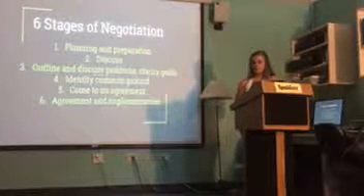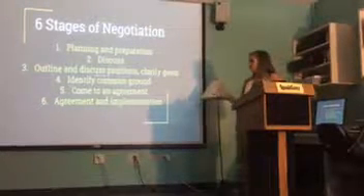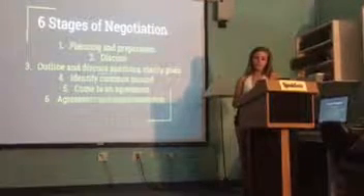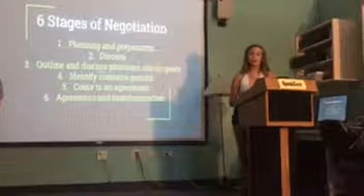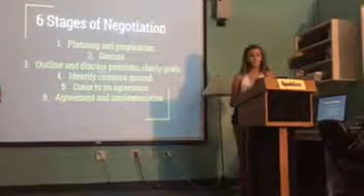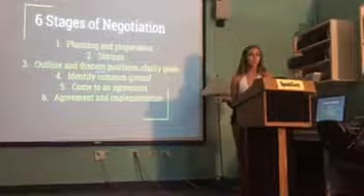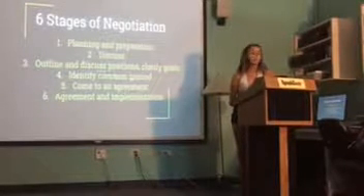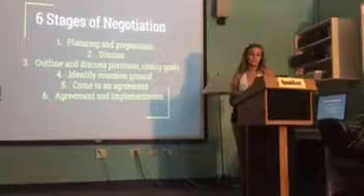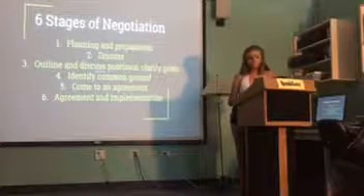And number 5 is come to an agreement. Coming to agreement is very important in the process. It also sounds obvious, but it should be very clear, organized, and specific. This is the point where both parties are going to argue and trade, as well as compromise. And it's good to think of compromise as making a small payment for what you receive.